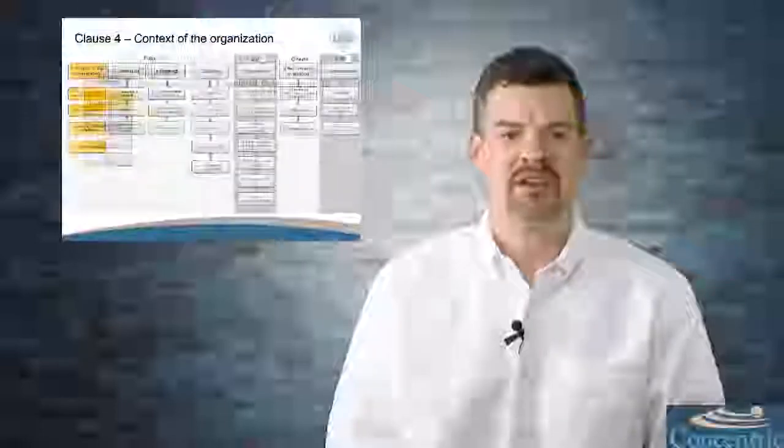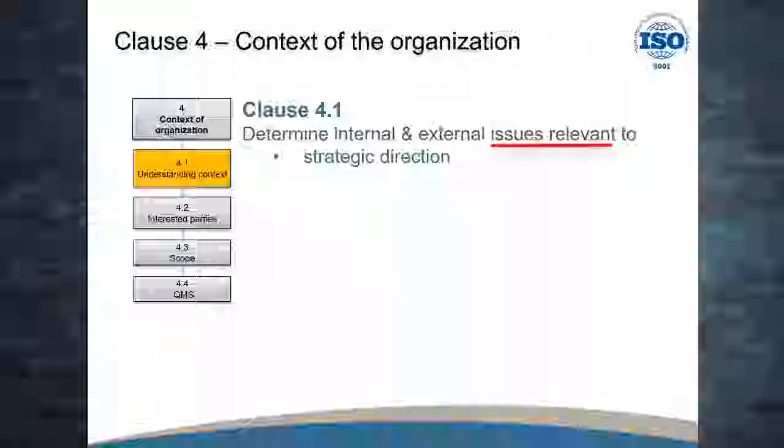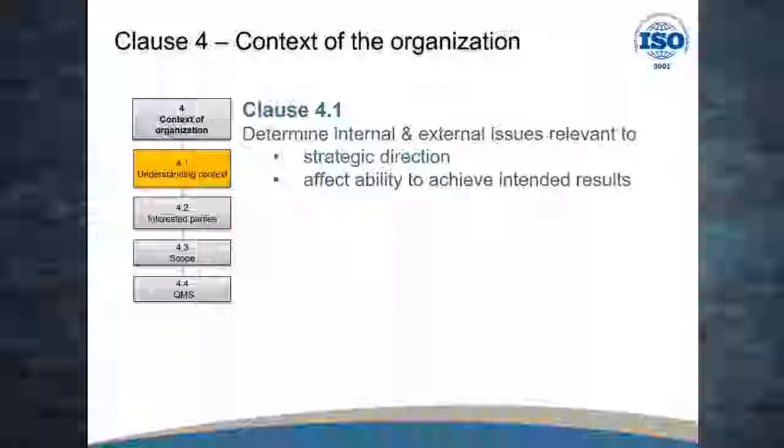So the primary changes here that are significant is really here in 4.1, determine internal and external issues. So we want to look at what issues internally and externally are relevant to the strategic direction of the organization and the ability to achieve intended results. So what issues affect your ability to achieve intended results?